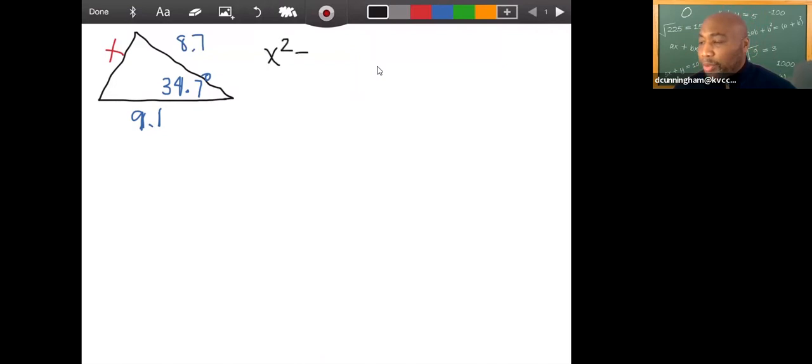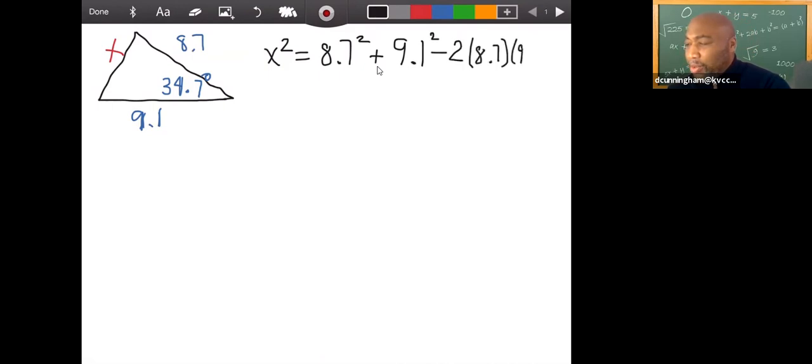because remember we had a squared or b squared, c squared, is equal to 8.7 squared, remember our formula, plus 9.1 squared. So those are the other 2 sides that are given, minus 2 times 8.7 and 9.1. We use those numbers again. And then what I'm going to do in red, I'm going to put it right here, and that's supposed to be multiplied by the cosine of 34.7 degrees.